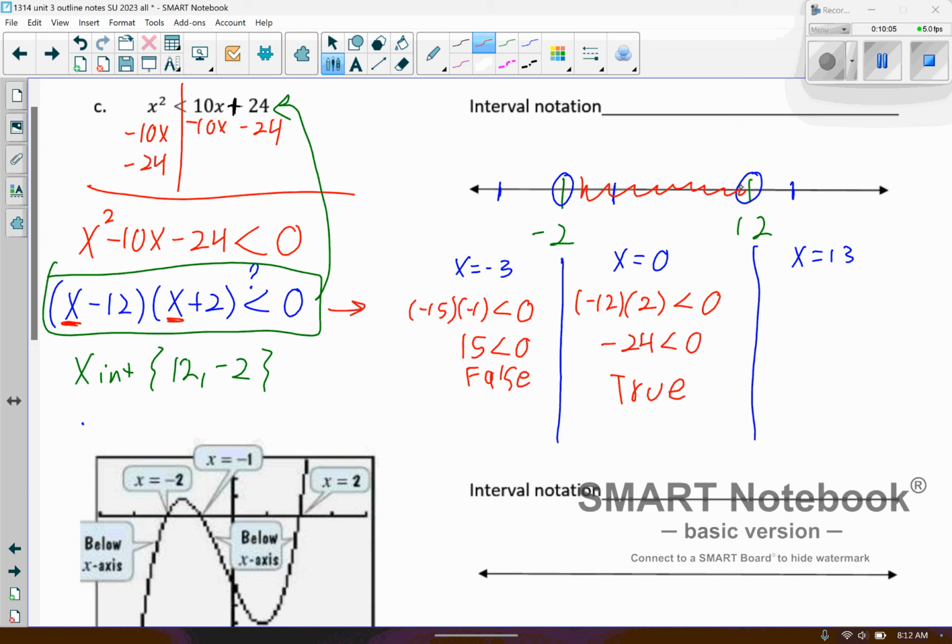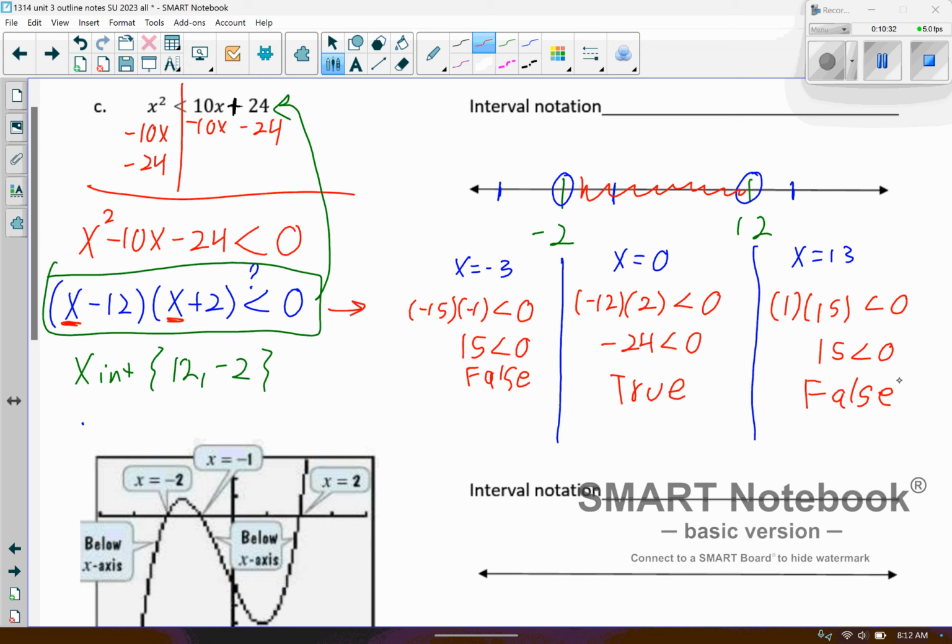And then our last part of it, x equals 13. So 13 minus 12, that would give us 1. 13 plus 2, that would give us 15. Is that less than 0? Well, 15 is not less than 0, so that's actually false. So we don't want to include that one.